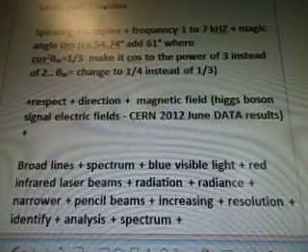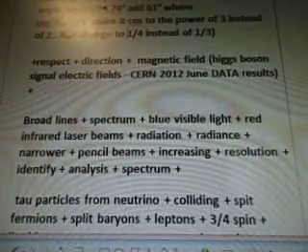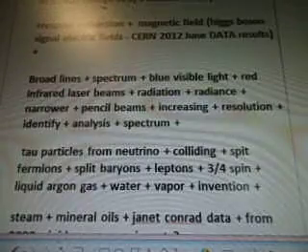Respect direction, magnetic field, Higgs boson signal, electric fields, CERN 2012 June data results.